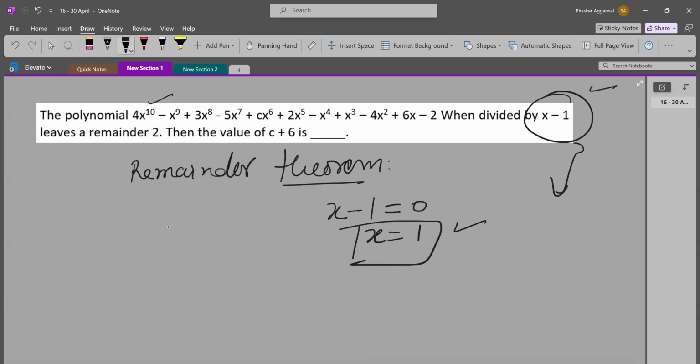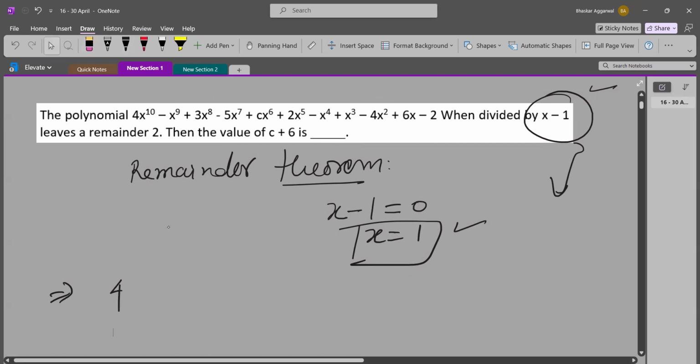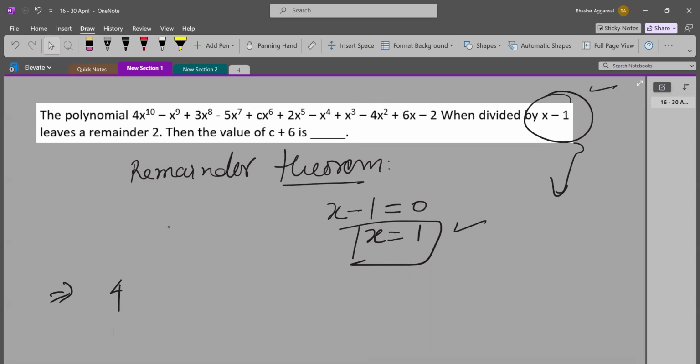So now the next step is to replace x equal to 1 in place of x in this long expression. So simply I will skip all the x's because all of them will be equal to 1. So I will simply write the coefficients. Right. And because the question says that the remainder is 2, when we replace x here, the final expression should be equal to 2. That is the remainder theorem.